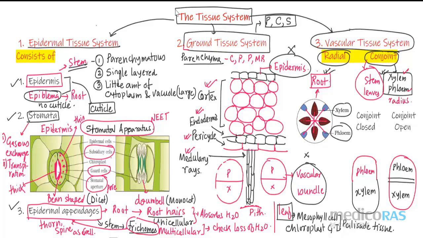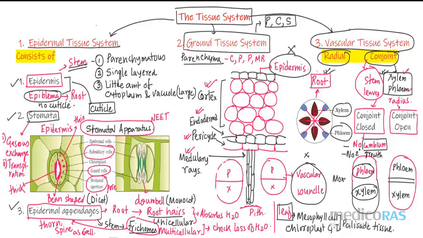Some of them are known as conjoint closed and some are known as conjoint open. If it is closed, that means there is no cambium in between xylem and phloem. As you can see here in the diagram also, phloem and xylem, these two are separated but not with the cambium. So in this case, this is known as conjoint closed. In absence of cambium, it never can go for secondary growth.